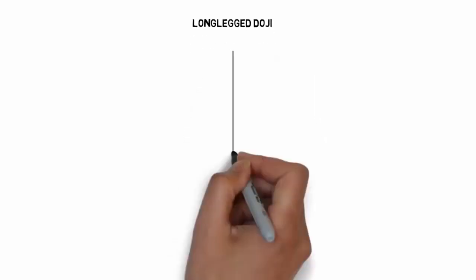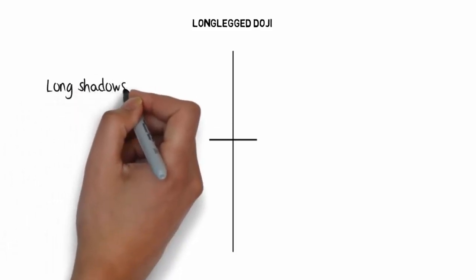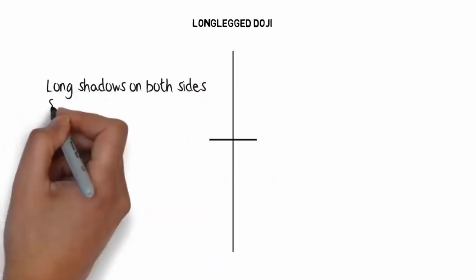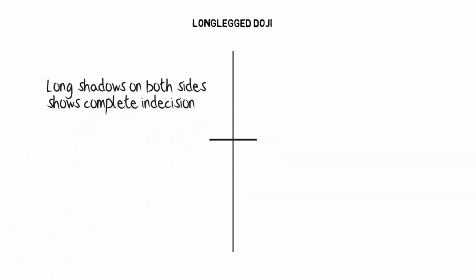The long leg doji is a candle that has the same open and closing price, but has very long shadows on both sides. This candle signal shows complete indecision between the bulls and bears, and is not advisable to trade on its own.